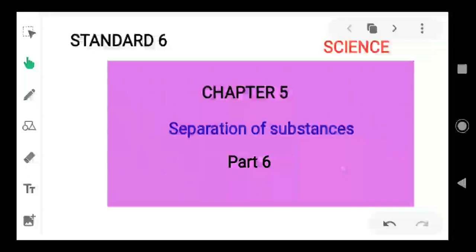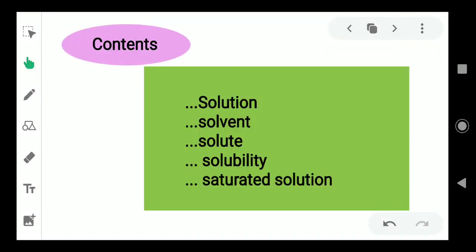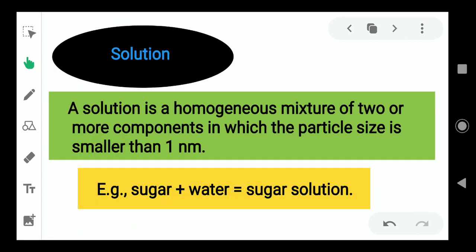Today we are continuing with chapter 5, Separation of Substances. In this session we are going to discuss solution, solvent, solute, solubility, saturated solution. What is a solution? Can you tell me one example for solution? Everybody might have seen tea, coffee, sugar solution, salt solution, etc. All these are examples of solution.